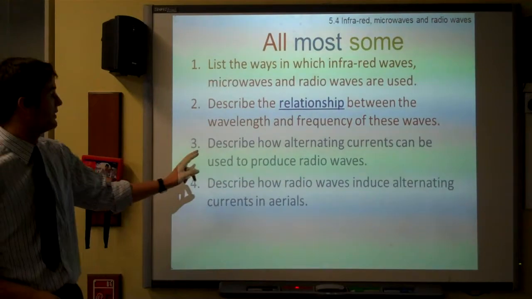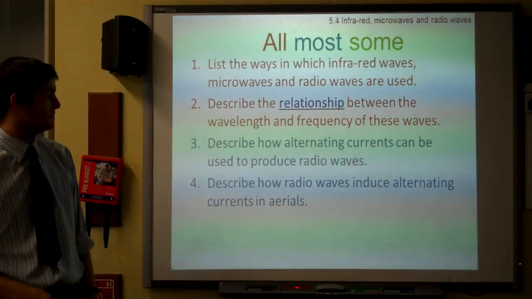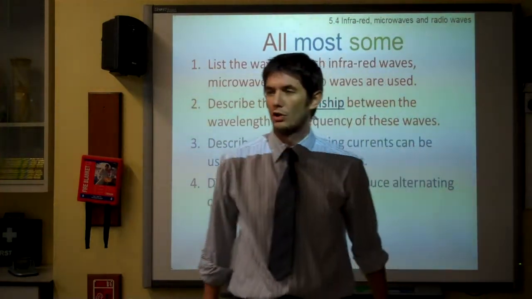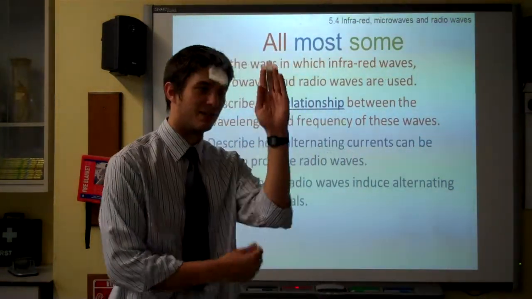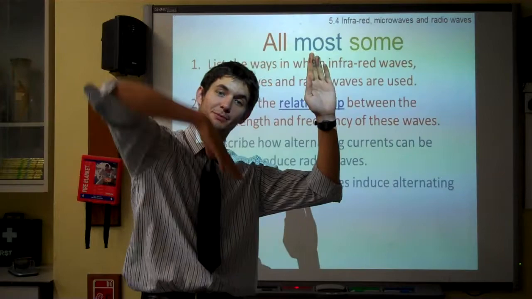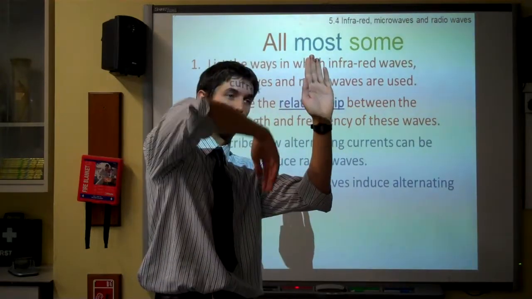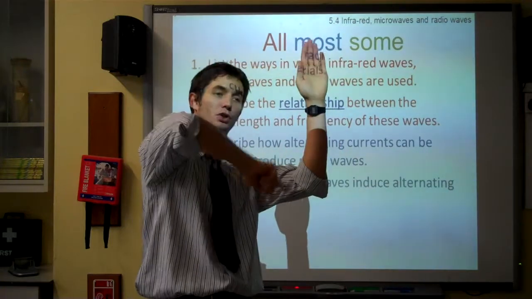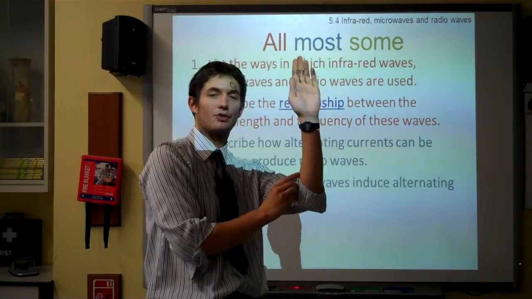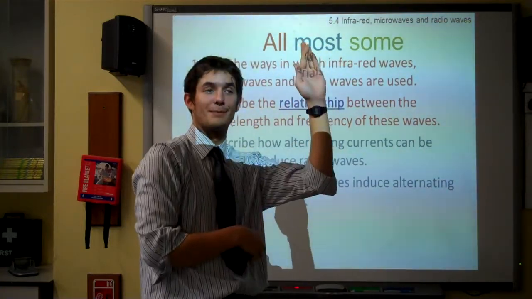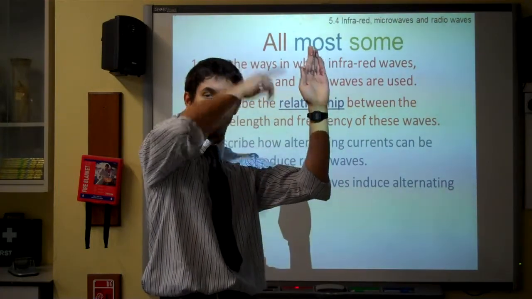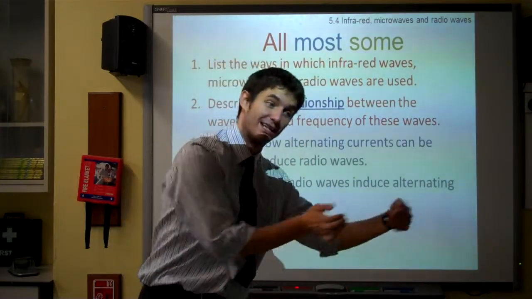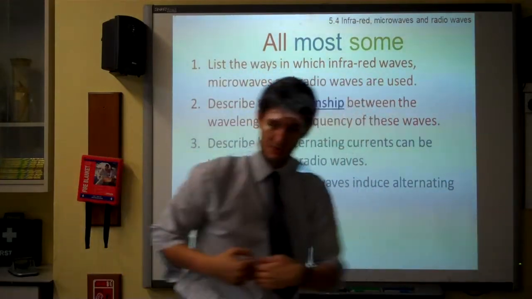What else have we got? Describe how alternating currents can be used to produce radio waves. Okay. The reason you have long aerials on your car when you're picking up radio stations is because the radio waves transmitted by Radio 1 or Capital FM or whoever, they come along and they cause an alternating current. They cause the electrons in that aerial to start moving up and down, moving backwards and forwards. That is an alternating current, alternating direction. One minute it's going this way, next minute it's going that way.